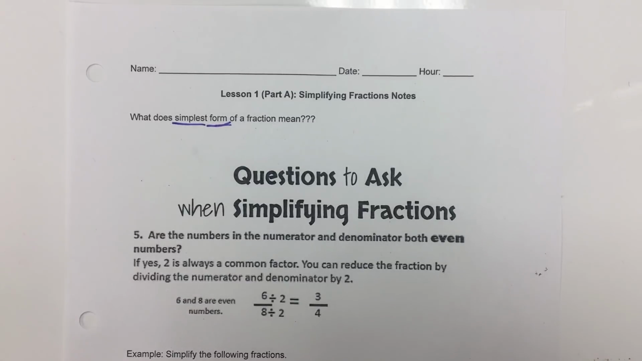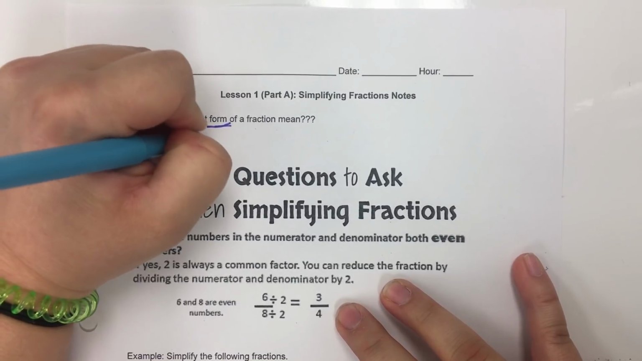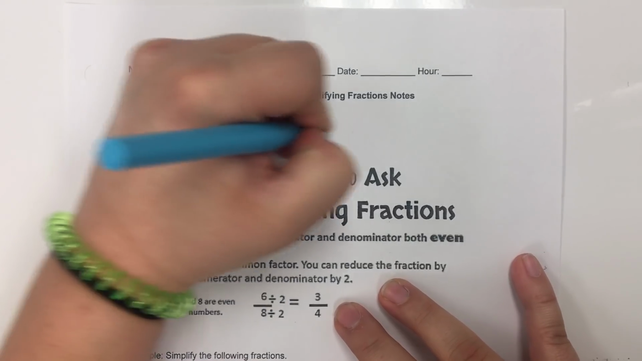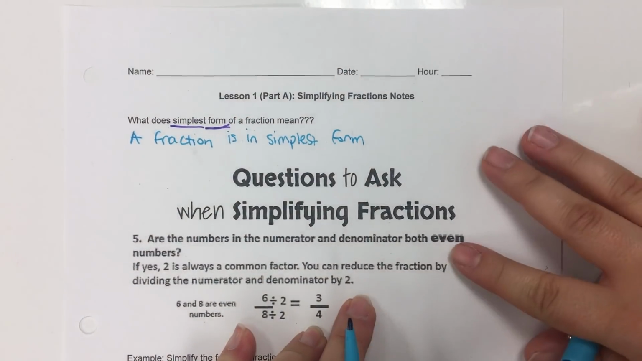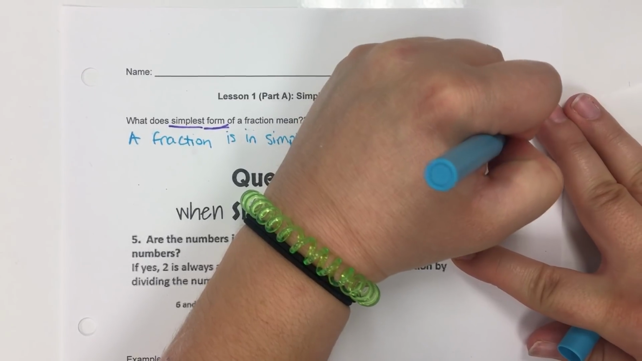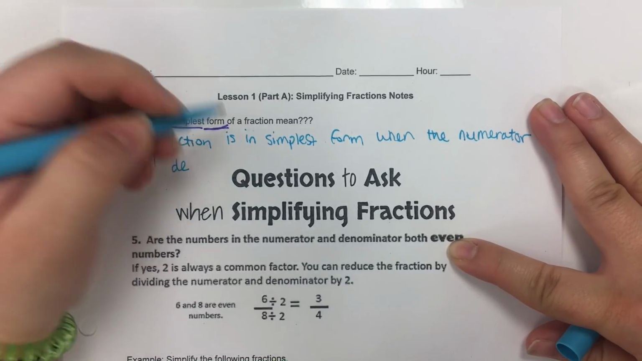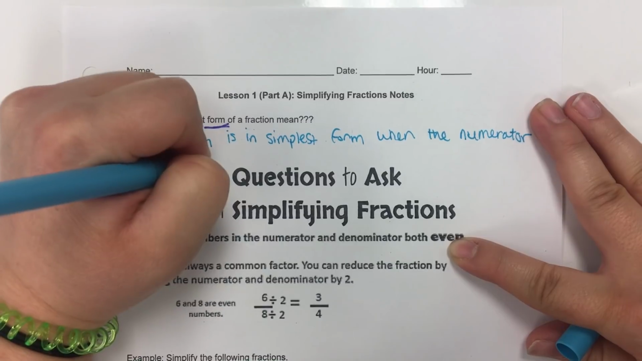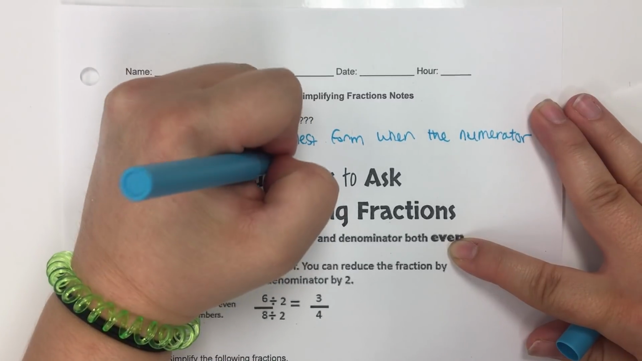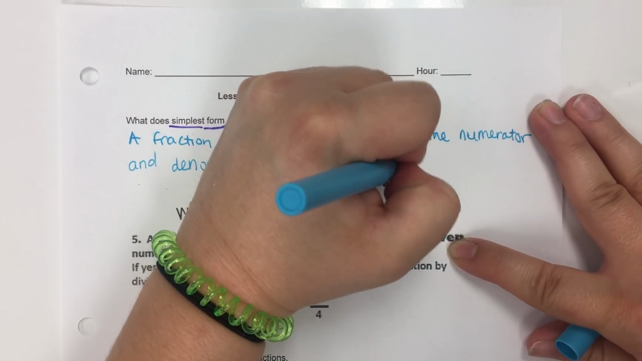Now, a fraction is in simplest form when both the numerator and denominator, and I'm sorry that I'm left-handed because you can't read this while I'm writing, when both the numerator and the denominator both have a GCF of 1.